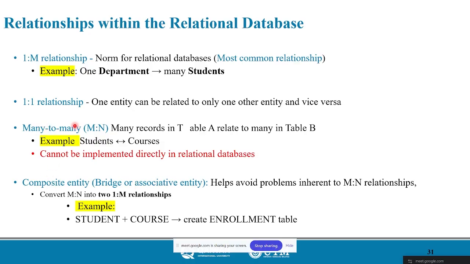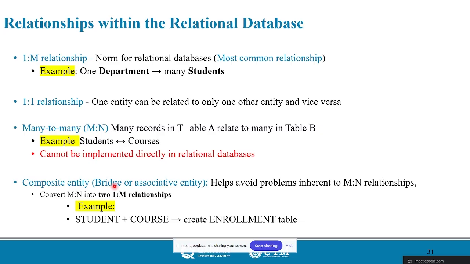We cannot have many to many or M to N. M to N is not directly supported by a relational database. We can have it in the non-relational database, which is MongoDB and the others. However, in the relational, we cannot have this type of many to many. We will have some tricks to do, but not directly.